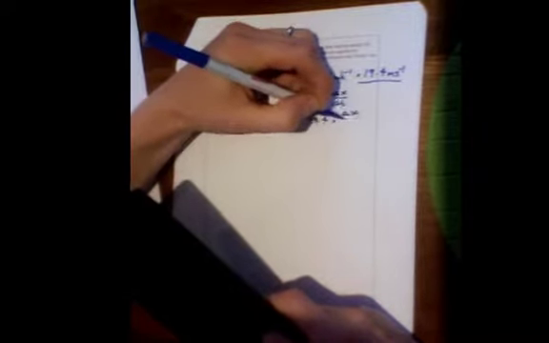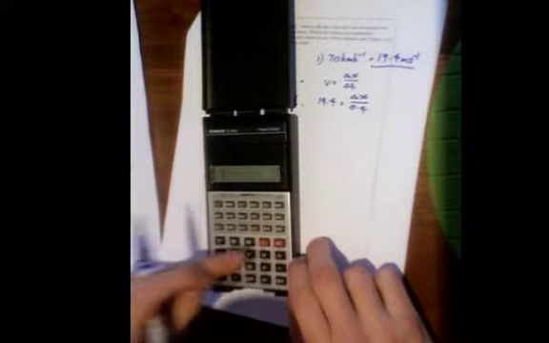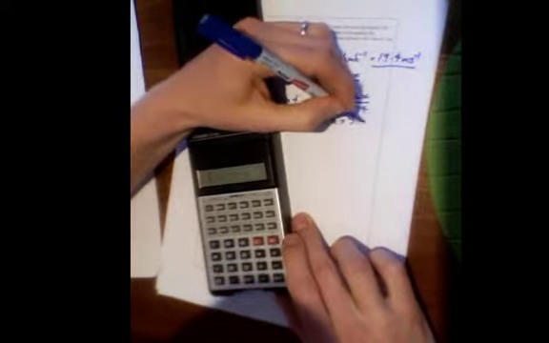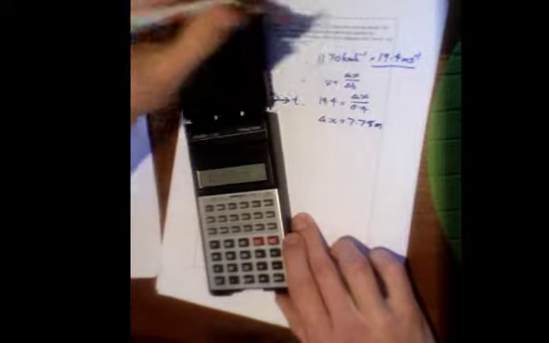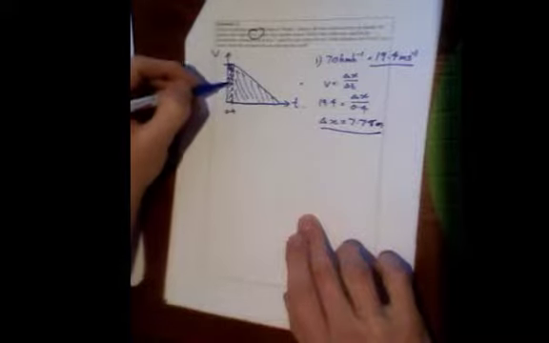So v equals delta x over delta t. So 19.4 equals delta x, which is our unknown, over delta t, which is 0.4 seconds. To get delta x by itself, we multiply both sides by 0.4. So 19.4 times 0.4 equals 7.78, and that's distance, so it's metres. Alright, so that's the distance of this part here.